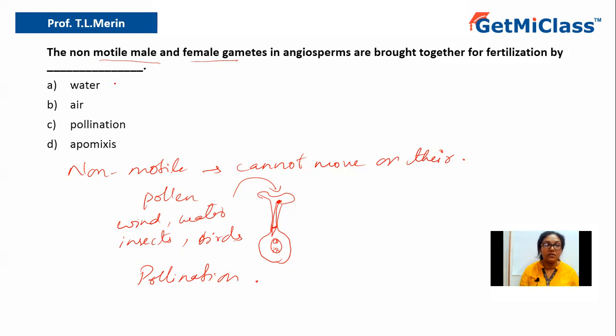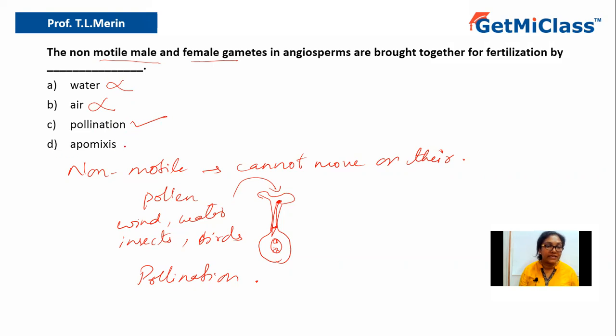Option A says water. Yes, water is involved, but not with respect to all plants. Air, again, is involved, but not in the case of all plants, only the plants which produce very light, winged pollen grains in large numbers, like grass. Then pollination, yes, that is the general term used where the male gamete is brought to the female gamete.